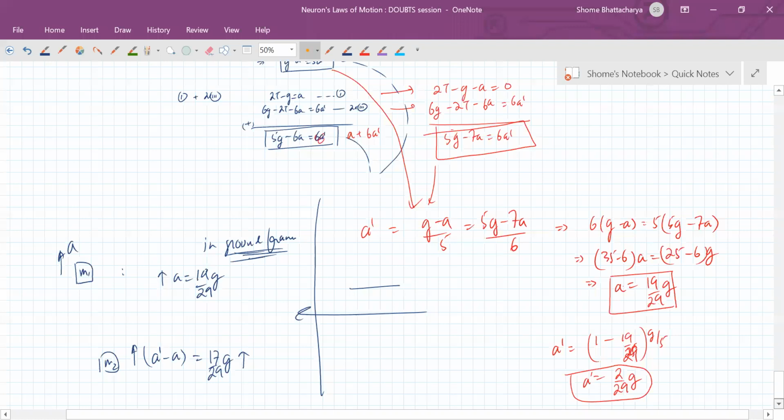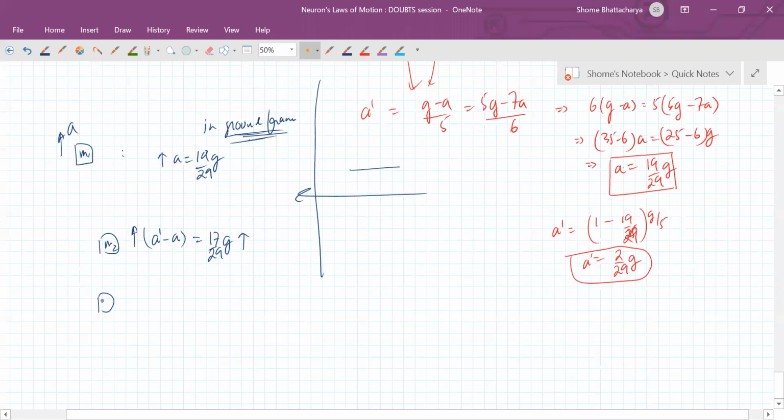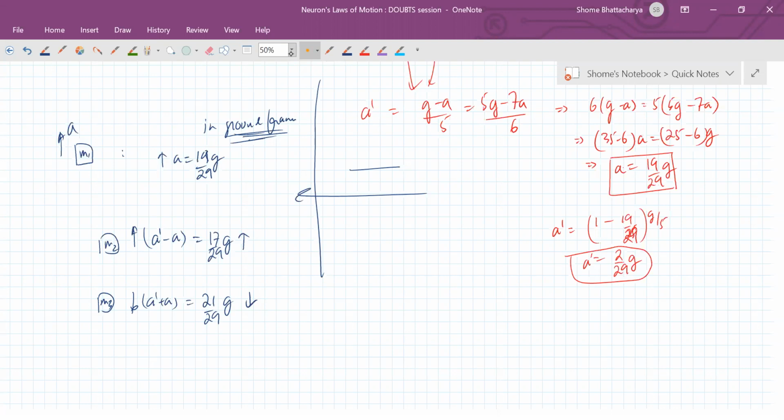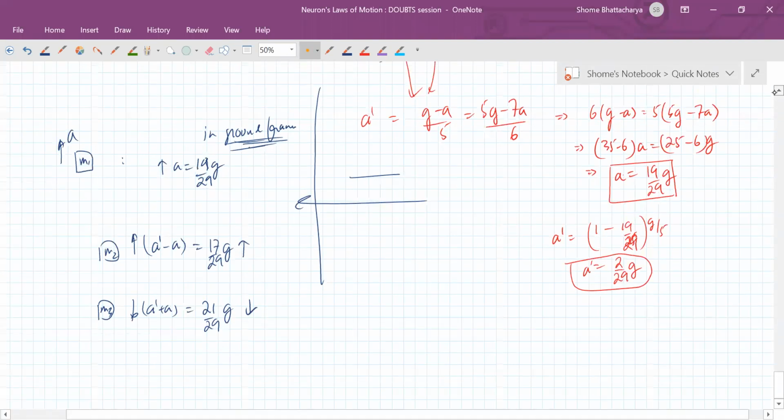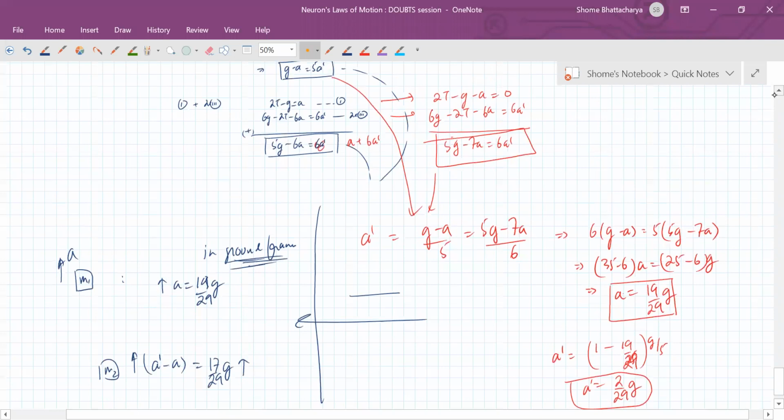And similarly, m3, it's coming down with an acceleration of a prime plus a. So that is this plus this. So that is 21 by 29 g downwards. So these are the individual accelerations of m1, m2 and m3 with respect to ground frame. So that is also an important concept to understand here. Okay. So just make a note of this, people.